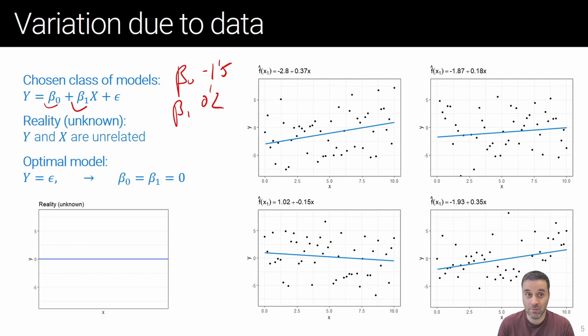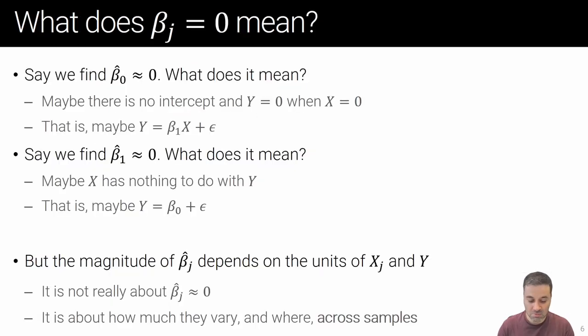So what happened here? Well, there's a certain amount of variability, in this case, introduced by epsilon. And this error is going to many times fool us if we just look into the coefficients. We're going to have to start quantifying how much variability we have in those coefficients. And so what does it really mean when a coefficient is 0 or somewhat close to 0?